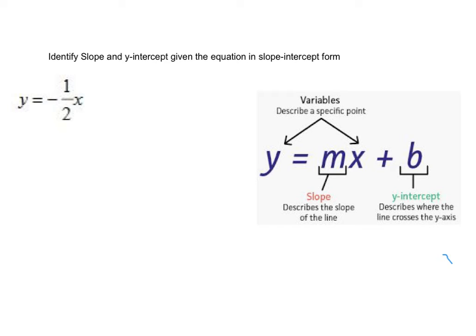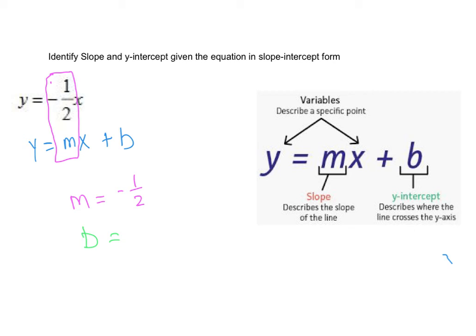For this example, it looks a little different than the previous two because we do not have a number after x. We have y equals, we have mx, but we don't have a b. So I can identify the slope because that is the number in front of x. So my slope, or m, is equal to -1/2. But my y-intercept, there is nothing there.